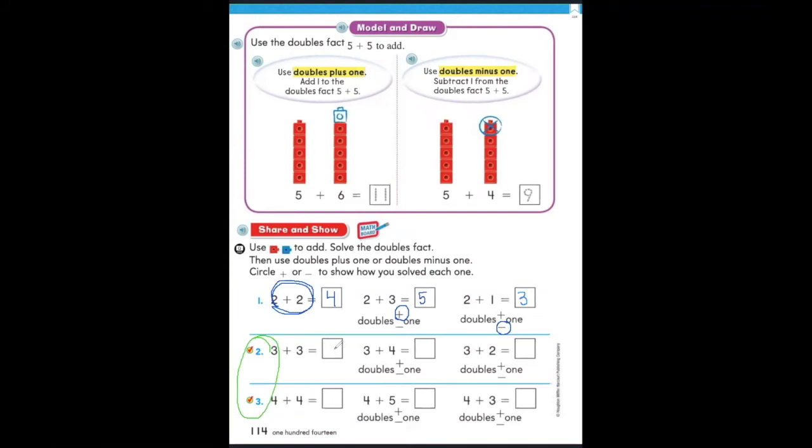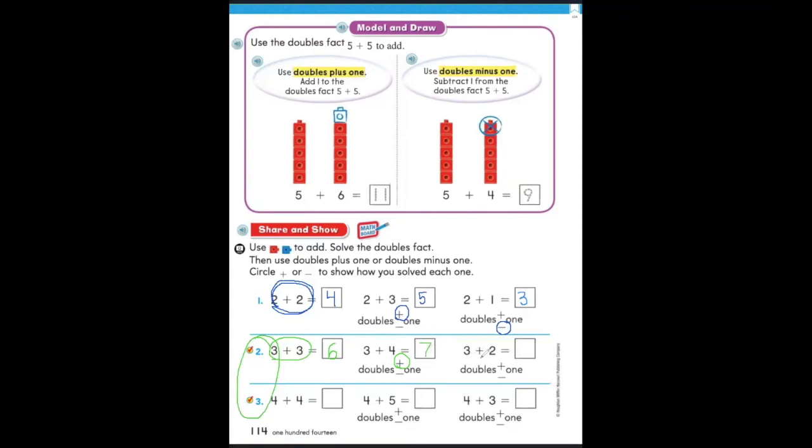3 plus 3 is a doubles fact. 3 plus 3 equals 6. 3 plus 4 equals a sum. Since 4 is one more than 3, we need to use doubles plus 1. 3 plus 4 is the same as 3 plus 3 plus 1 more, which is 7.